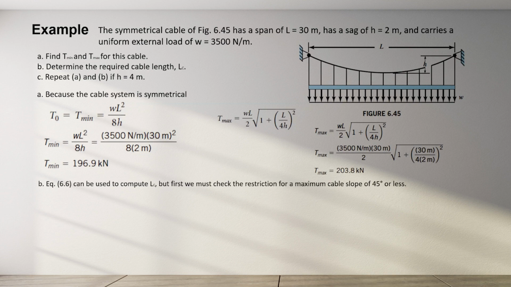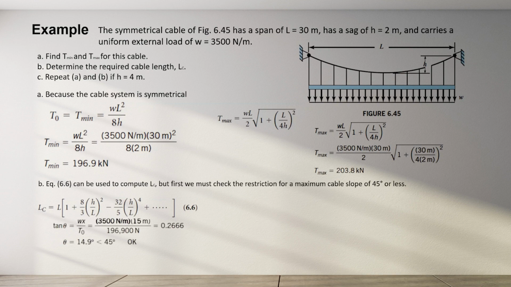For part B, we want to use the approximation equation to find the length of the cable, but first, we must check the restriction for a maximum cable slope of 45 degrees or less. We have the equation tangent theta equals wx divided by T0 equals 0.2666. Theta equals 14.9 degrees, which is less than 45 degrees. This equation is good to use.